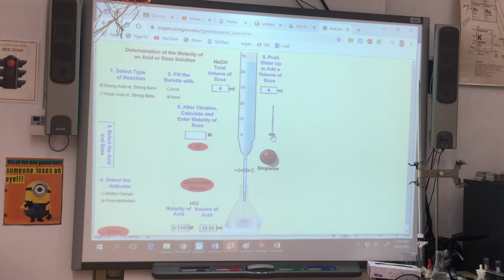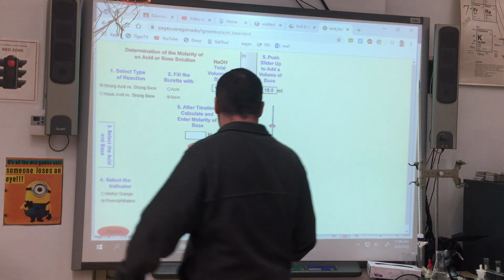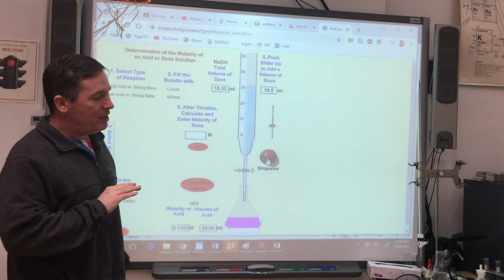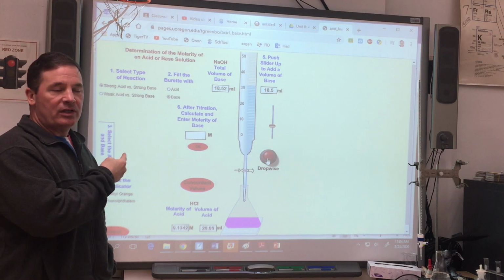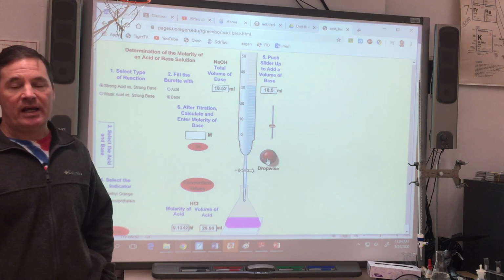So essentially, when you get close, you just have to kind of fiddle around with this a little bit. There. Now that would be pretty close. So if I do dropwise, look at that, 1 drop was enough to change it to the last point. So you want it to get to be pink, a light pink, permanently. All right, I'll make another video on this and then we'll do that actually as a lab.